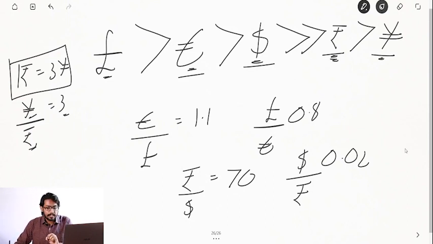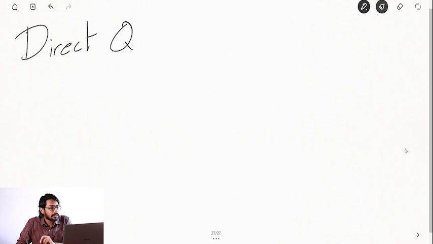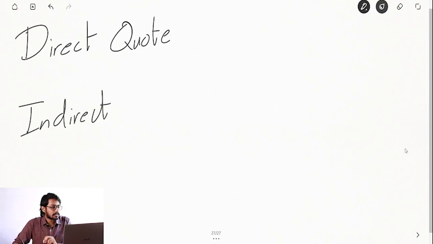Now, a couple of theory topics that you have to know. There is application also. You can solve the problems, but since we use the mantra of up the bit down the ask, this concept is not relevant in practical problem solving. So this is only for theory. There are two types of quotes: direct quote and indirect quote.